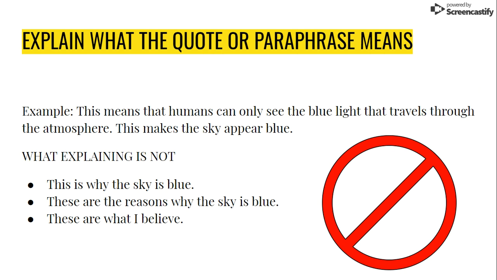Finally, the last part of RACE is explaining the quote or paraphrase that you chose to use in your citation. Explaining is usually the hardest part of RACE because most of us just want to end our paragraph by saying, "This is why the sky is blue," or "These are the reasons why I believe all schools should have uniforms." That's not good enough, though, especially not now that you're in 8th grade, getting ready to move on to the high school. When explaining, you need to show how you understand that quote.